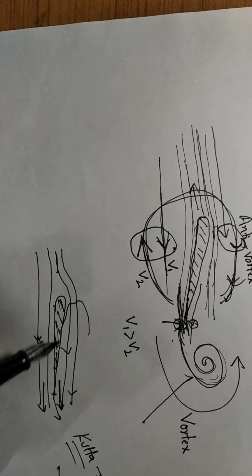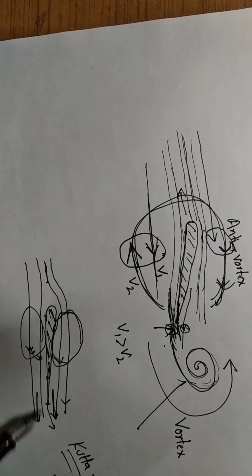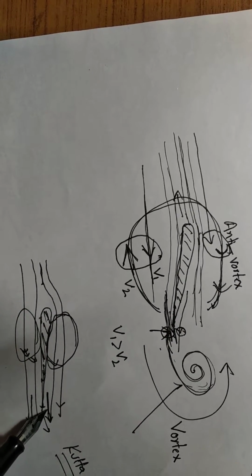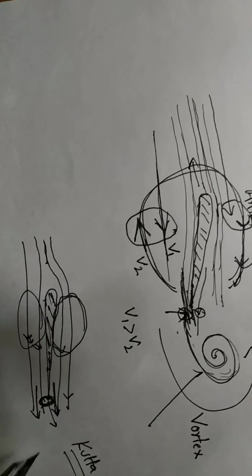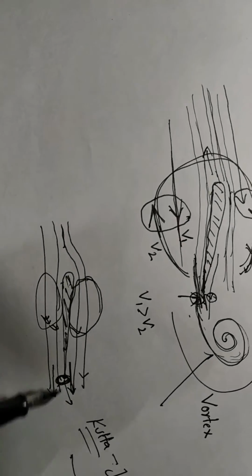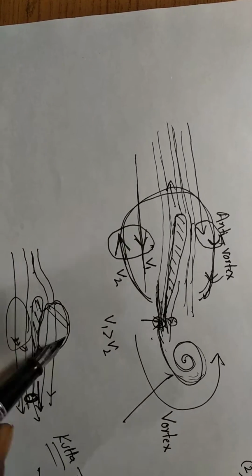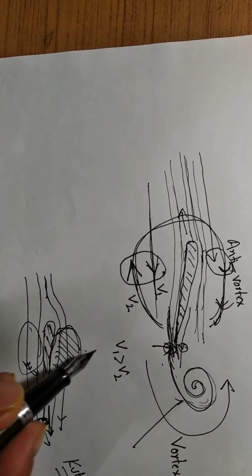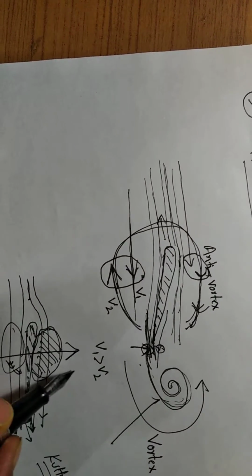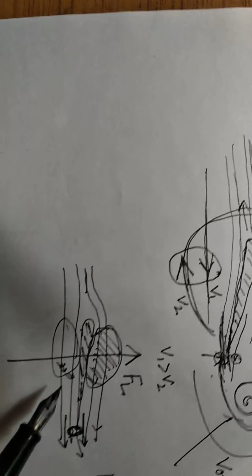In this region you have very high speed of the air, in this region lower speed, but at the trailing edge the speeds become equal and you don't have any vortex here anymore, and the flow is smoothly leaving the trailing edge. So due to this low pressure here, because of high speed, you have an aerodynamic lift by Bernoulli's theorem. So this is the lift force. That is what is behind the aerodynamic lift.